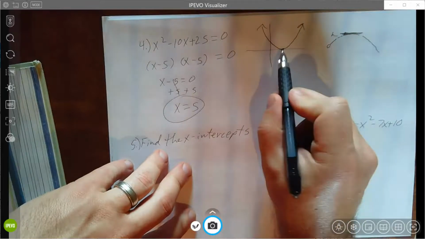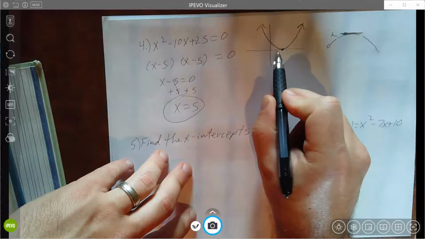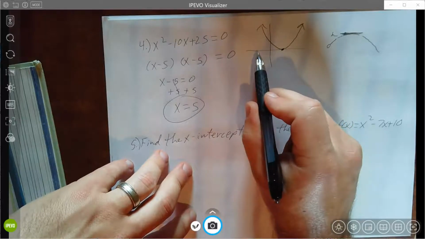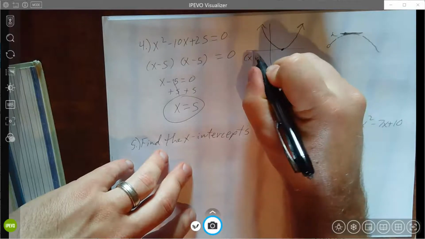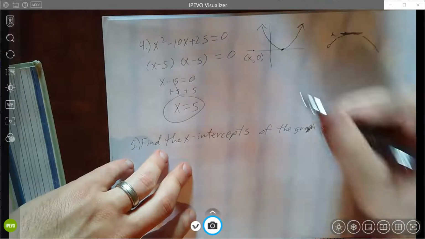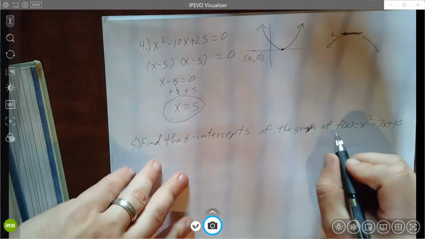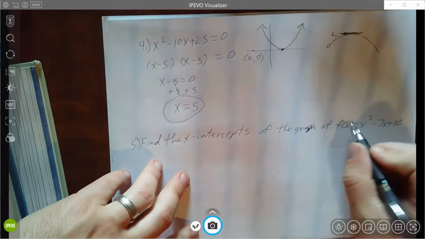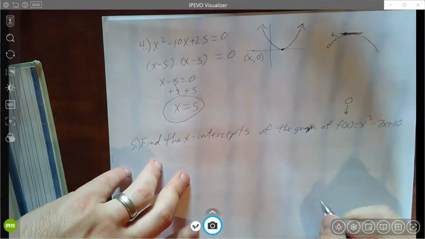And when it hits the x-axis, we always have a y-coordinate of 0. Every point on this x-axis has some x coordinate, but the y coordinate is always 0, because we're not going up, we're not going down, we're at 0 on the y-axis. So to find the x-intercepts, you put in 0 for y, or in this case for f of x. Put in 0 for that.